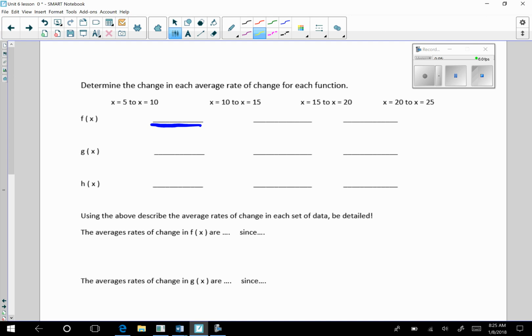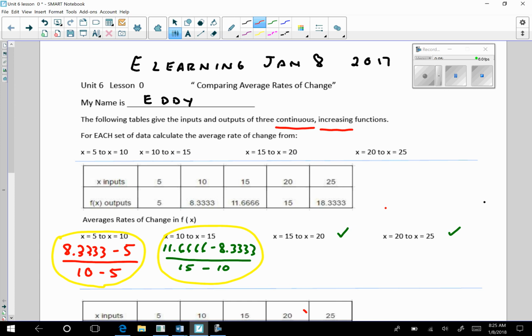In like manner, if I want to find this number, you want to find the change from this average rate of change to this average rate of change in f of x. Again, you're going to take this number, whatever you came up with, and subtract this one from this one. That's why you want to make these a single decimal number.